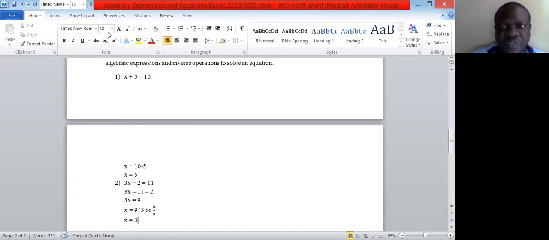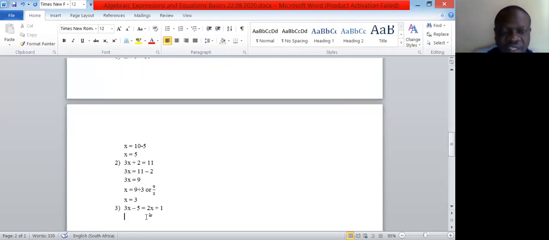So the difference between an equation and an expression is that on an expression, you are simply required to simplify the expression. But on an equation, you are supposed to solve. You are supposed to find a solution. You are supposed to find the value of the unknown variable. And in most cases, that unknown variable is x. So that is the difference between an equation and an expression.